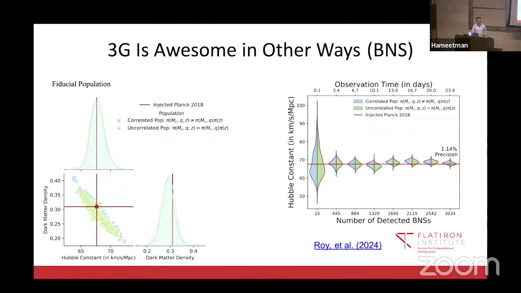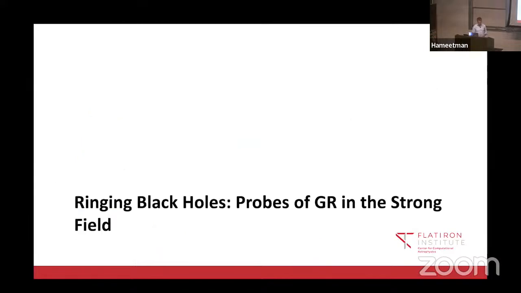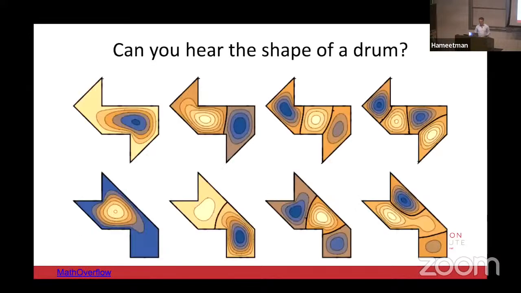Okay, now I'm going to switch gears. So for the last half an hour or so, we've been ruthlessly exploiting black holes as probes of cosmic expansion. Now I would like to ruthlessly exploit black holes as probes of extreme spacetime and the theory of gravity. So I want to talk about ringing black holes and probing GR in the strong field.